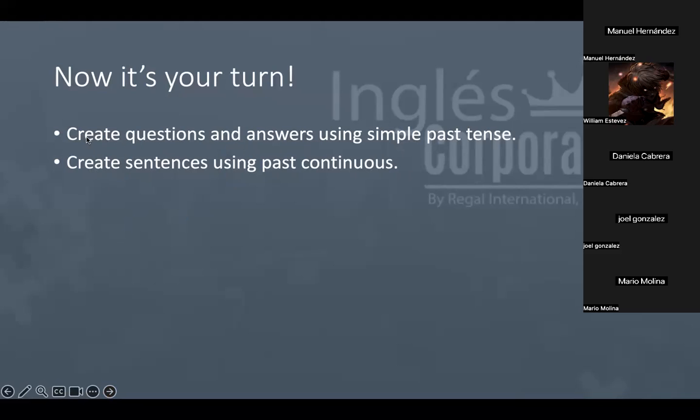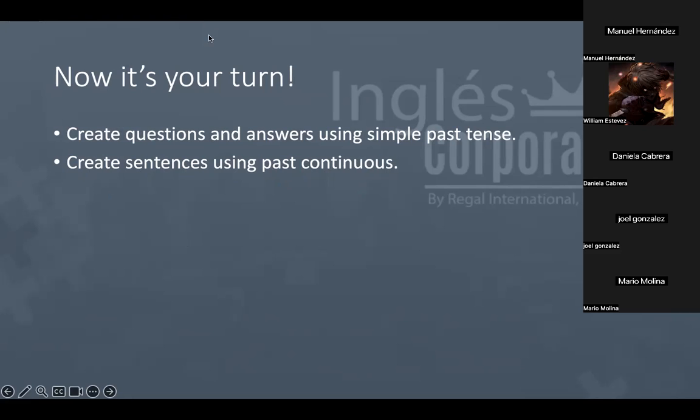Ok, vamos a empezar primero con esta. Create questions and answers using simple past tense. Bueno, hay muy poquitos, por ende, vamos a hacer la práctica un poquito más extensa. Lo que van a hacer es que van a hacer dos preguntas, pero cada pregunta tiene que llevar su respuesta, ¿ok? Yo les voy a mostrar one more time los cuadritos de las preguntas que pueden ser. Usted puede utilizar preguntas cerradas, puede utilizar preguntas abiertas, pero usted le tiene que dar respuesta a cada pregunta. Siempre utilizando el simple past tense. Luego vamos a utilizar este con una oración, utilizando el pasado continuo. Is that clear?